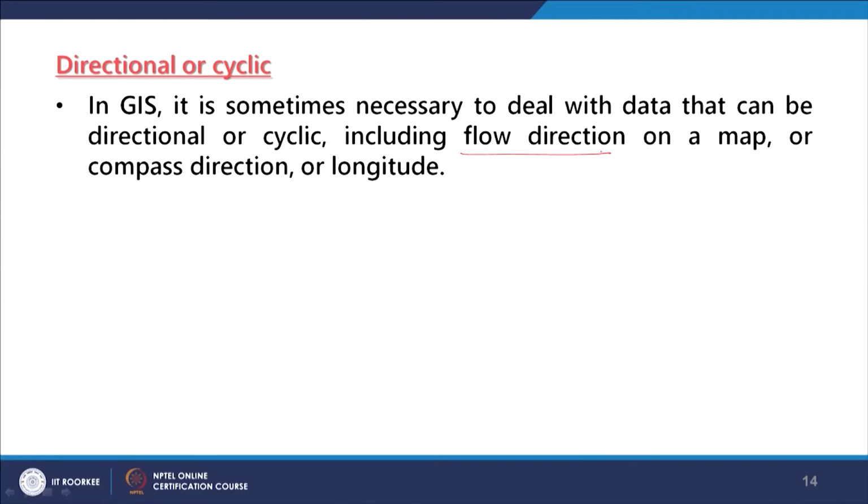Flow direction is also directional data on a map, or a compass direction. Wind direction is also cyclic data, or longitude, because longitude runs from north to south, and 0 degree longitude means Greenwich, where it passes over London, and there is GMT, Greenwich mean time also. Then you go around the entire circle of the earth and come back. That is why it is called cyclic.